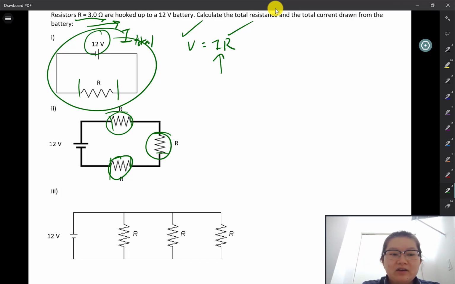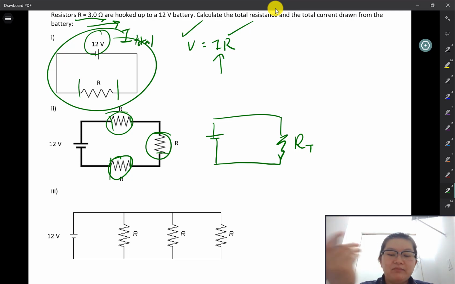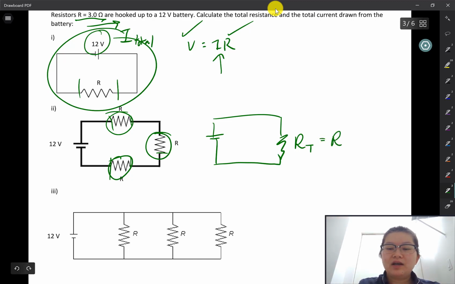So I could redraw this entire circuit, and I'm going to draw a big fat resistor right over here, and I'm going to call this one R total, which is the total equivalent resistance, meaning if I just collapse the circuit down to essentially that one resistor. For resistors in series, we know that the total equivalent resistance is all of the resistors combined. So let's call them R1, R2, and R3. That would just be R1 plus R2 plus R3.